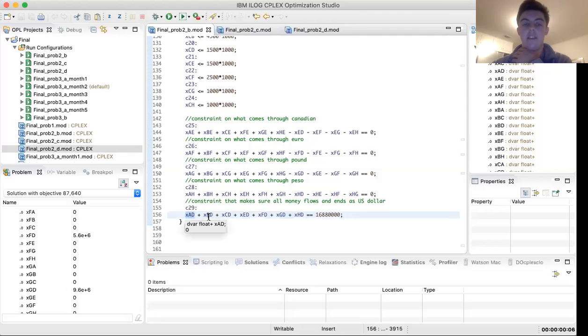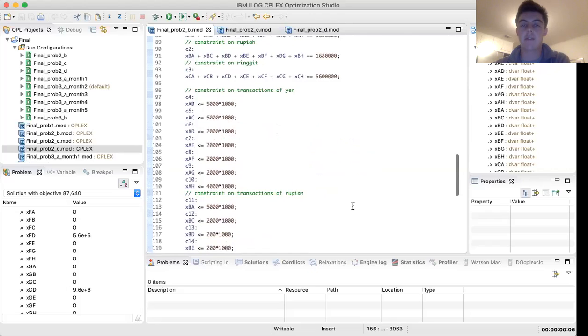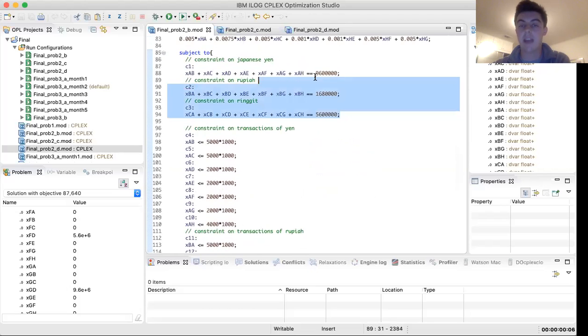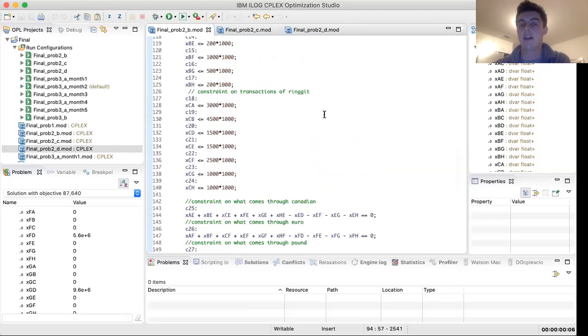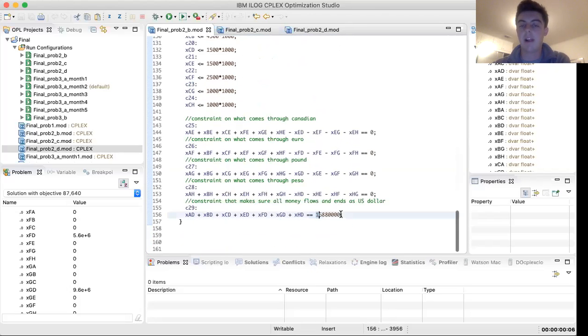We have yen to dollar, rupiah to dollar, ringgit to dollar, Canadian dollar to US dollar, euro to dollar, pound to dollar, and peso to dollar. These need to total 16,880,000. This value comes from the total sum of initial US dollars we had: 9.6 mil, 1.68, 5.6. That totals 16.88 mil. Everything that flows in needs to flow out a US dollar.